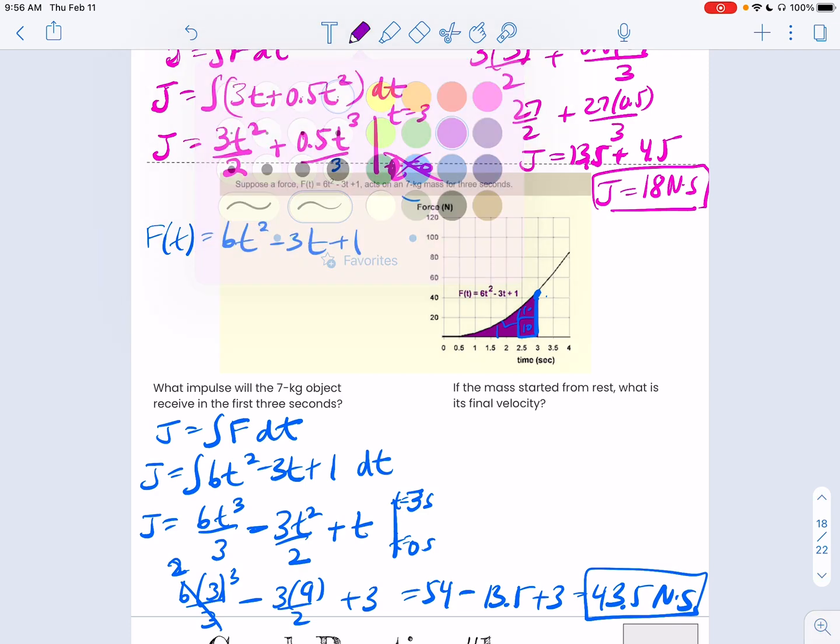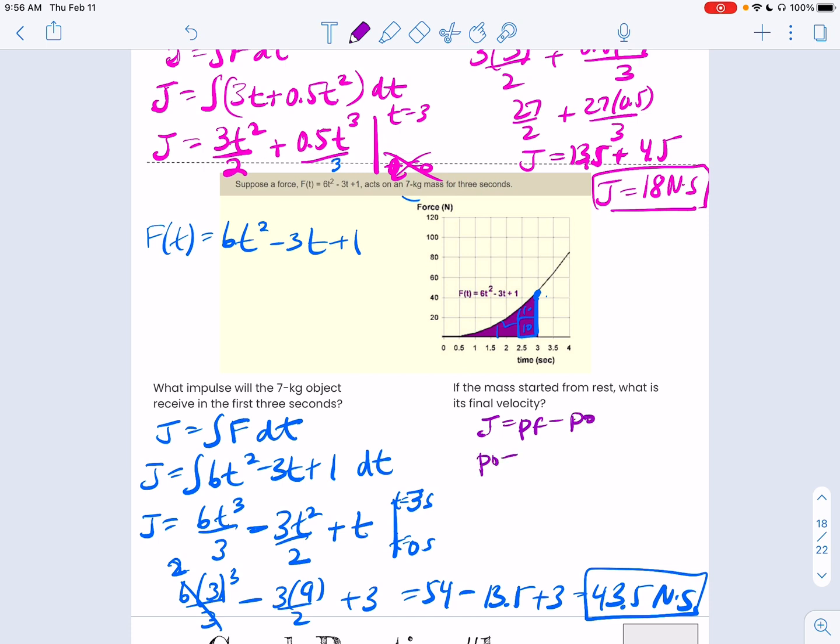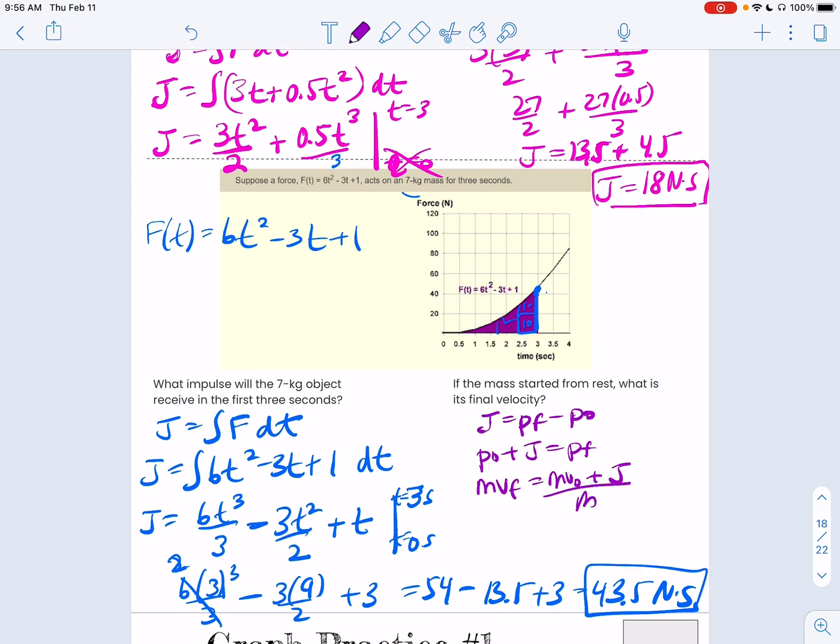All right. So if the mass started from rest, what is its final velocity? The impulse equals the change in momentum, or if you want to write it like this, either way is okay. I'm looking for the final velocity, so m v final equals m v initial plus the impulse. Then I'll divide everybody by the mass, so the final is just going to be v naught plus J over m. Oh, the initial velocity was 0. Well, heck. So just J over m.